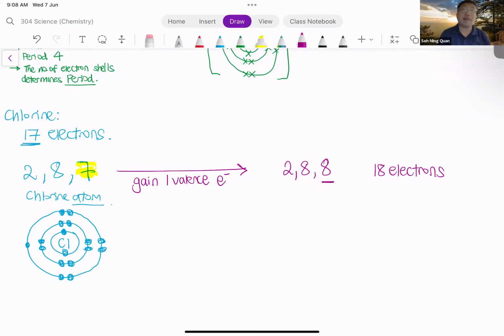All right, and that makes sense. At first it's 2, 8, 7. I gain 1, become 2, 8, 8. 17, I gain 1, became 18. But did the protons change? We must know and remember the protons don't change. That means whatever is from the periodic table, the proton number will never change.